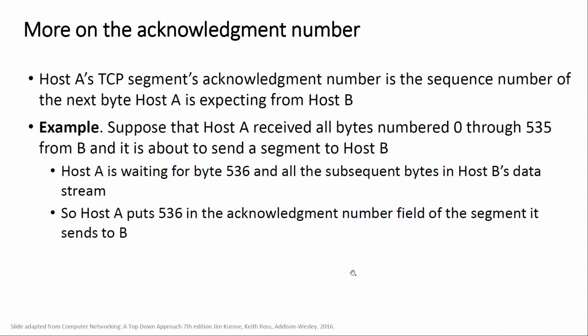Host A's TCP segment acknowledgement number is the sequence number of the next byte host A is expecting from B. The example is this. Suppose that host A received all bytes numbered 0 through 535 from B, and it is about to send a segment to host B. Host A is waiting for byte 536 and all the subsequent bytes in host B's data stream. So host A puts 536 in the acknowledgement number field of the segment it sends to B.